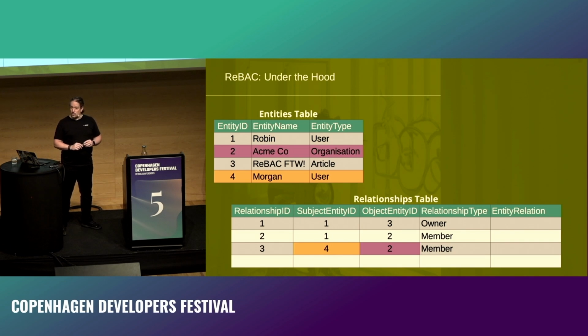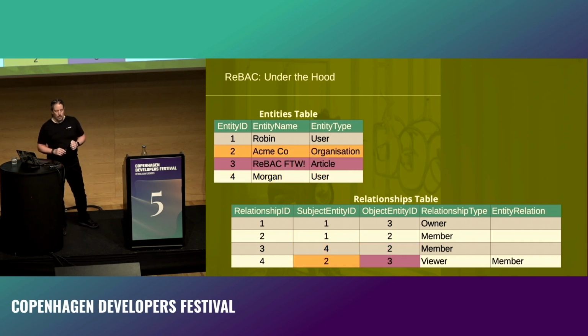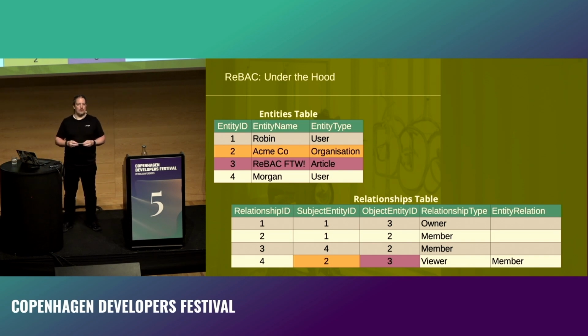We're also going to add another user now. So Morgan has just joined the organization. Morgan is also a member of organization, represented by entity number 2. And now what we're going to do is add a 4th one in, where we're going to take the subject as being the organization, and the object being the article. So the organization can view the article.